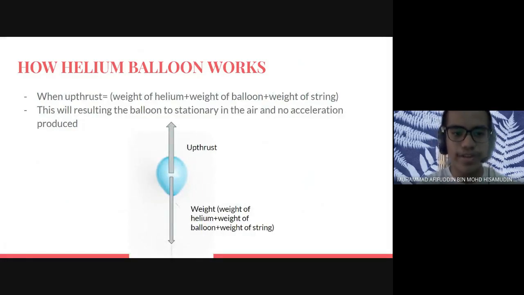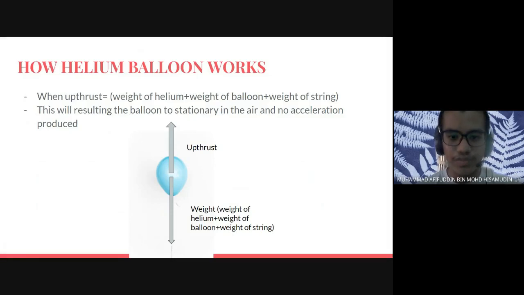Next, when the upthrust is equal to the weight of helium plus the weight of balloon plus the weight of the string, which is the total weight of the balloon itself, this results in the balloon being stationary in the air and no acceleration produced, which causes the balloon to stay afloat in the air.